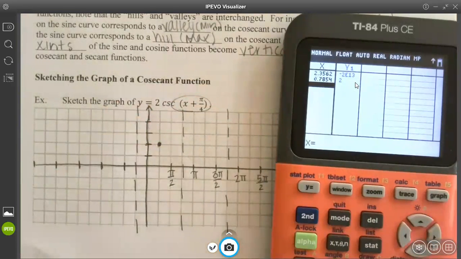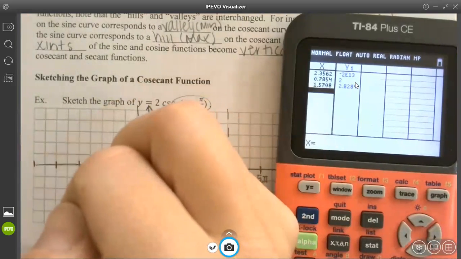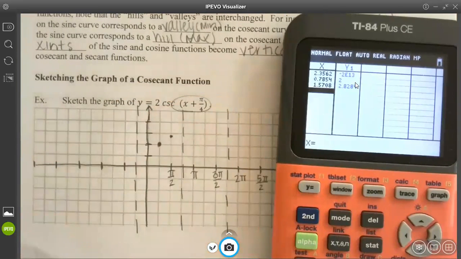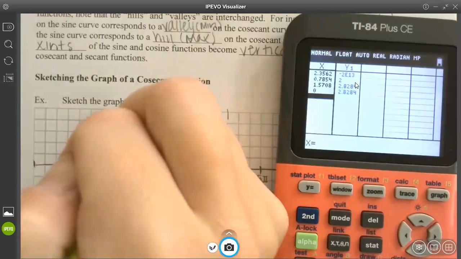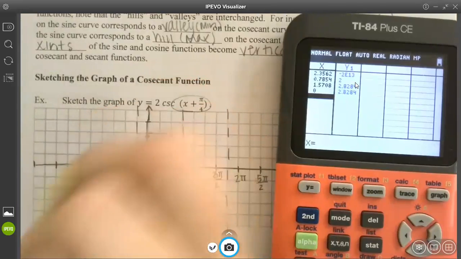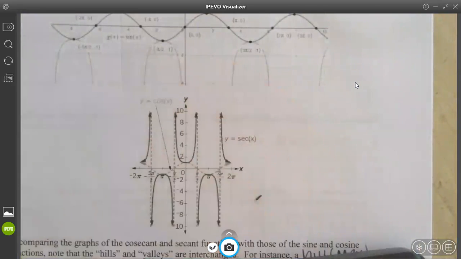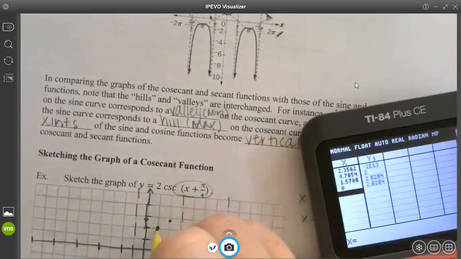Let's try pi over 2. What do we get? Yeah, which is like right there. What about 0? You have the same number, right? Remember that they're making these U shapes. Everybody see that? So there's your U shape.